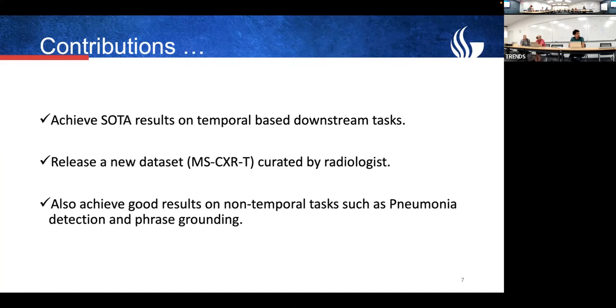They have achieved state-of-the-art results on temporal-based downstream tasks, and they also released a new data set that is curated by radiologists, and it's available for everyone to use. And then they achieve good results on non-temporal tasks as well, like pneumonia detection and phrase grounding. It's a static task, but getting temporal information helps in static downstream tasks as well.